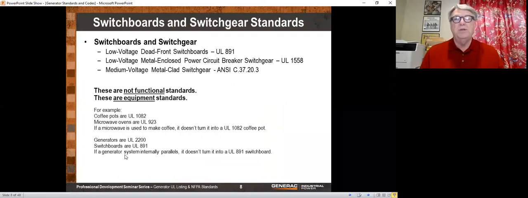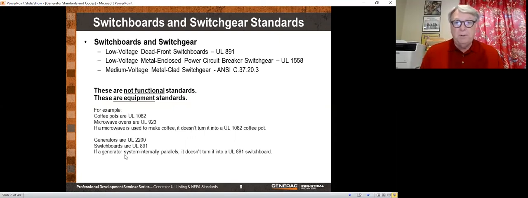Switchboards and switchgear have their standards, and one of the things that can be confusing is people will write a spec and will have, let's say, a couple of circuit breakers in the generator, and they'll say, oh, those circuit breakers must comply with UL 891 for dead front switchboards. Well, we can't do that because you can't have 2 UL stickers on the same piece of equipment. The things are tested to one particular standard.